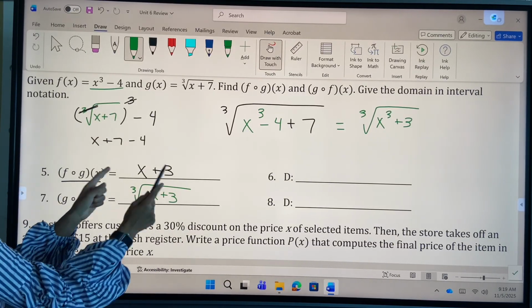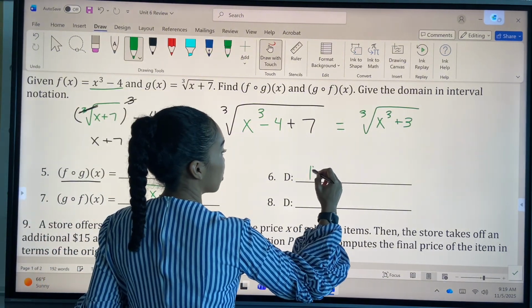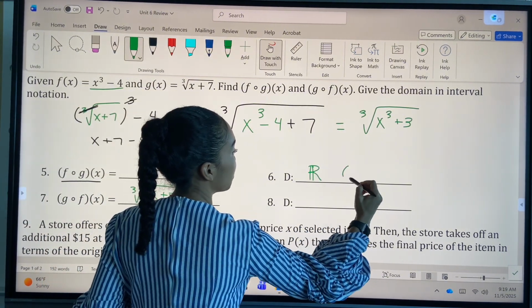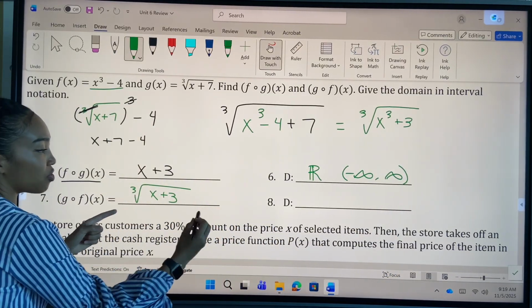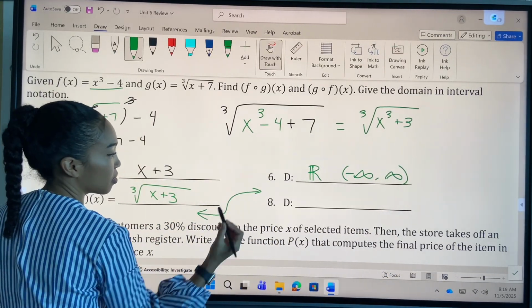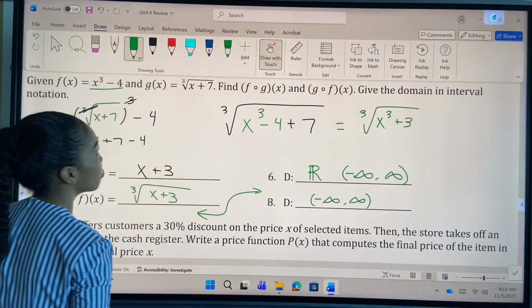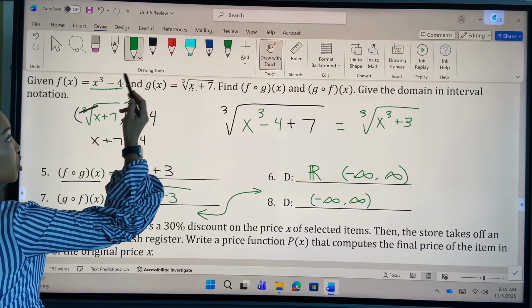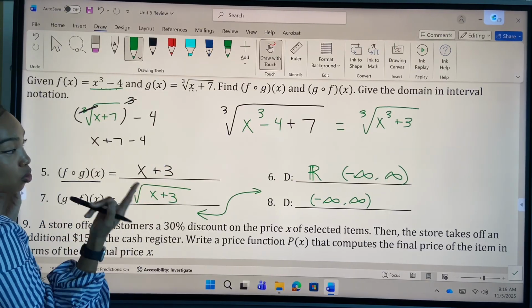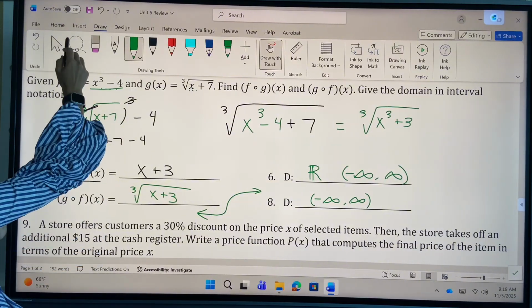Okay, now this is just a linear line. Your domain is all real numbers, but in interval form, it's negative infinity to infinity. And the cubed root function looks like this. That's also all real numbers, negative infinity to infinity. Also, both of the original ones, the domain and range for f of x and g of x are all real numbers. So that means your composition will also be all real numbers.